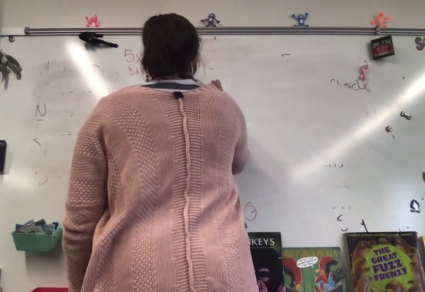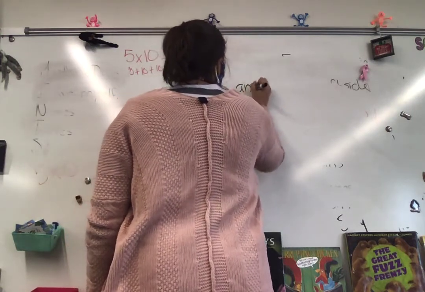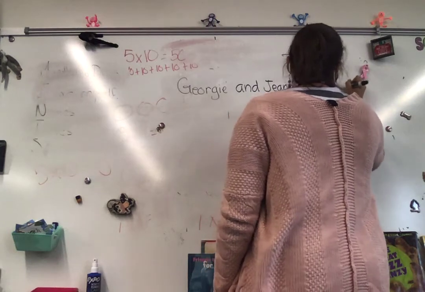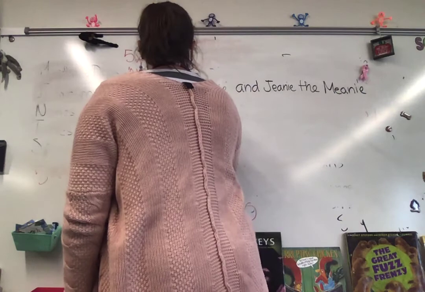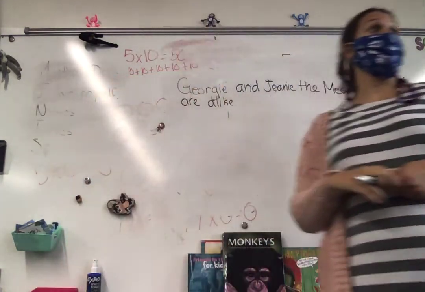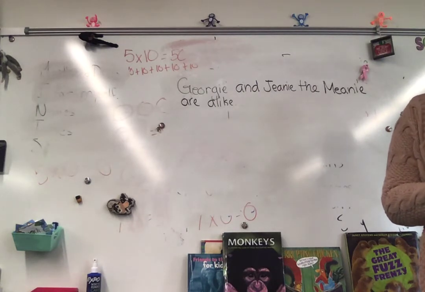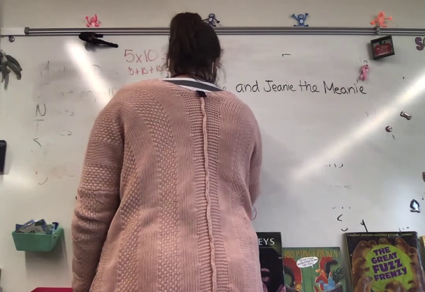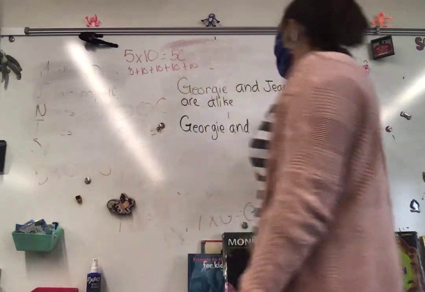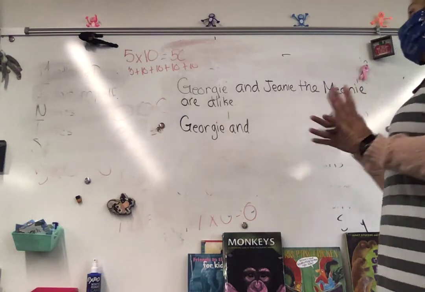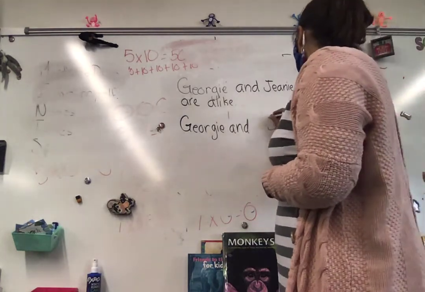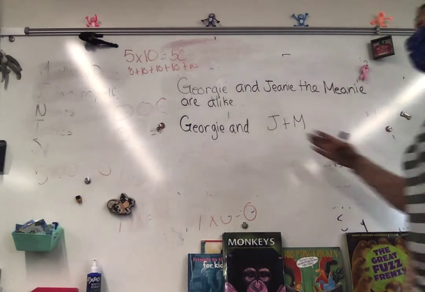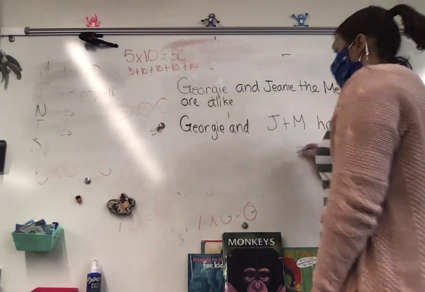Okay. Georgie and Jeannie the Meanie are alike. Okay, what's another way? Camden. Georgie and Jeannie the Meanie have similarities. Okay, I'm going to shorten this, so I'm not going to put Jeannie the Meanie because that's a lot to write. But when you go to write it, if you choose the sentence to write, you could do that one. So Georgie and Jeannie the Meanie have similarities.